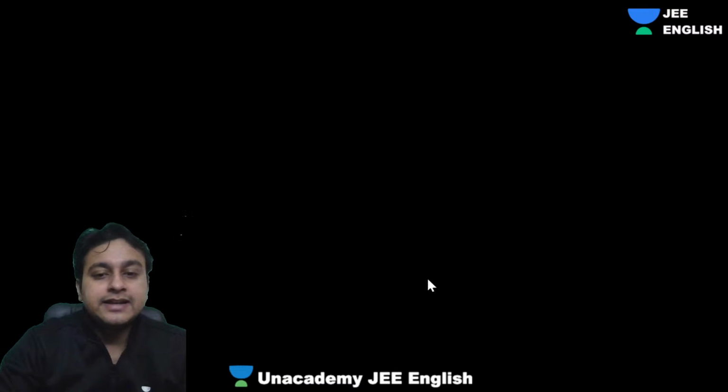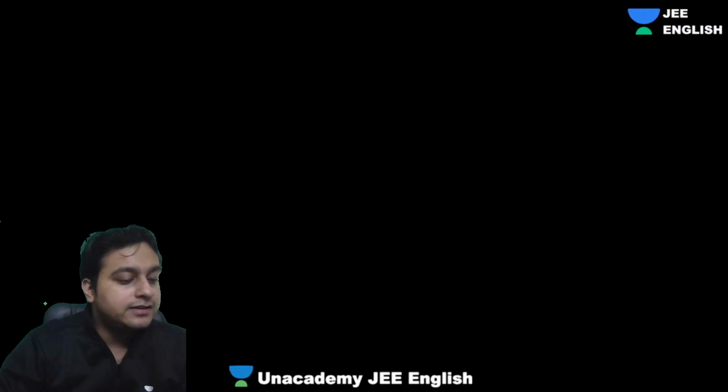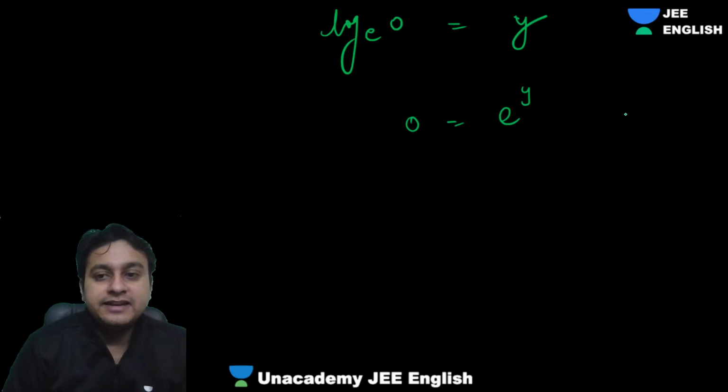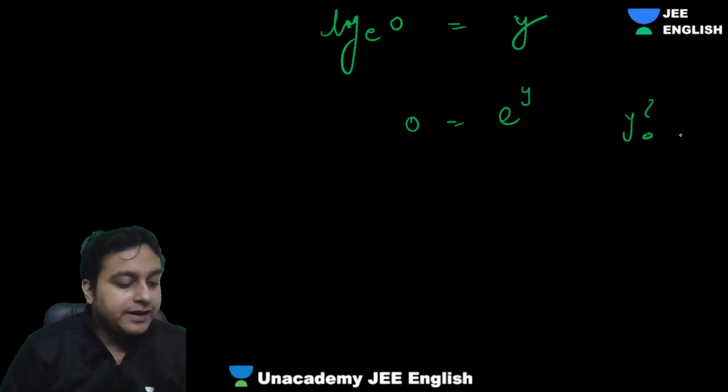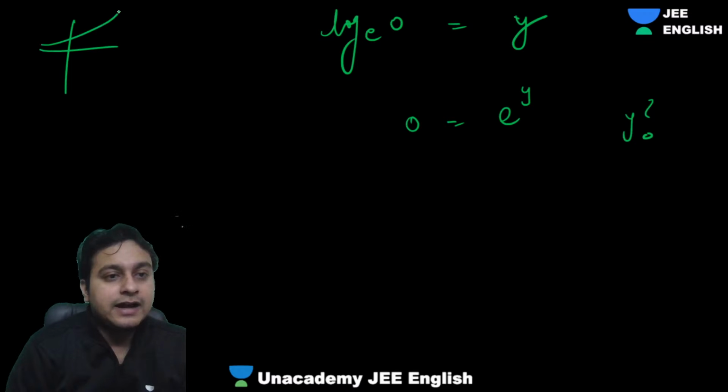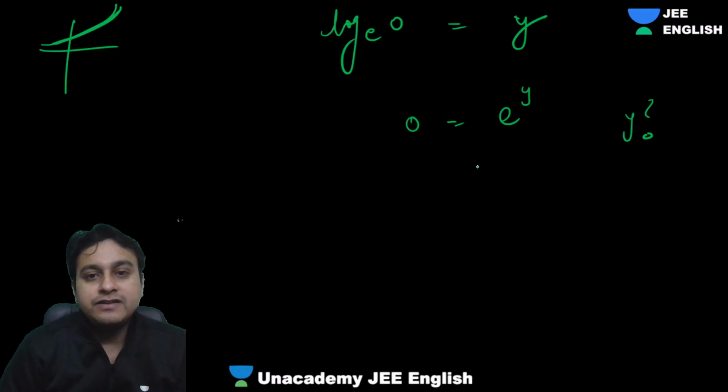You can easily understand that log 0 is not defined. Why? See here. Let's suppose I take log base e of 0, and let's suppose that is some y. Okay, so 0 equals e power y. Can you get me any y which will make it 0? Never. The e power x graph is always positive, right? So that's why we say log 0 is not defined.